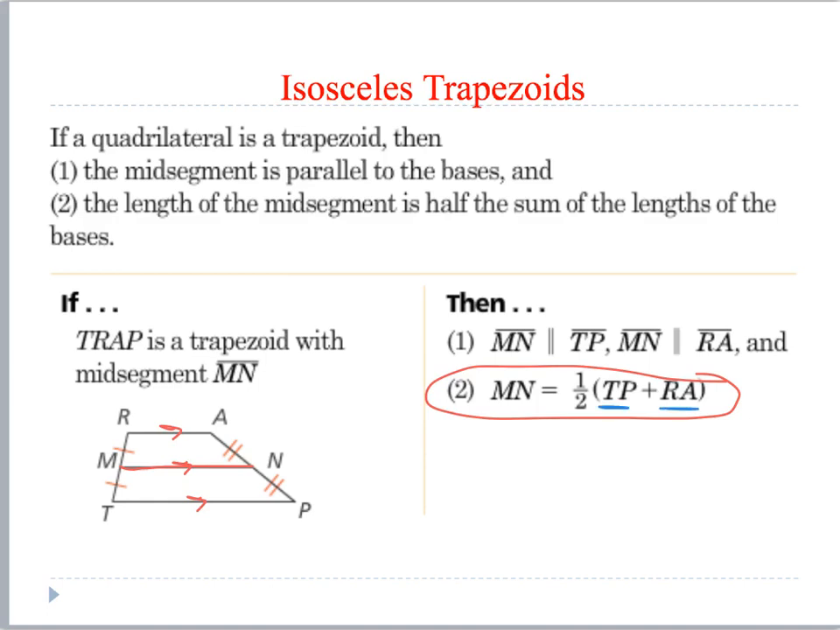I take those two and I add them together, and I divide them in half. I take half of them, all right, or I can divide them by 2. So add the top and the bottom, divide by 2, and that will give me the length of the middle segment there, okay, which is what we call the mid-segment of the trapezoid here.